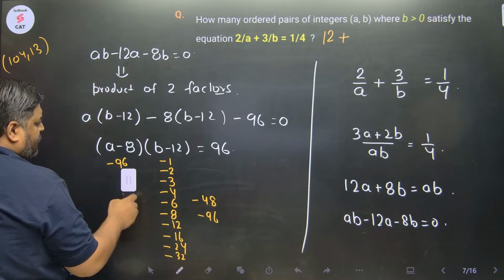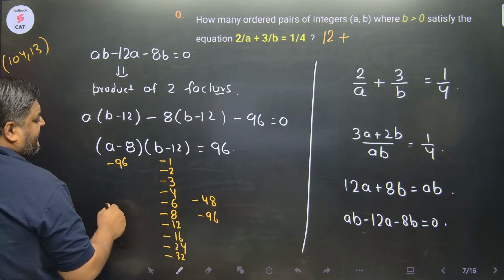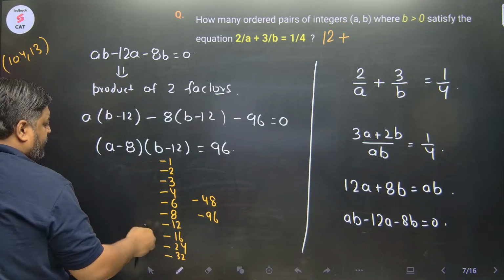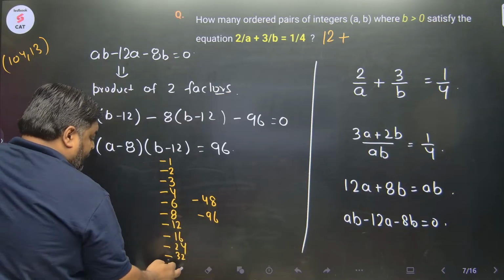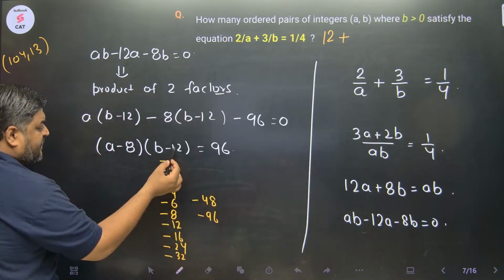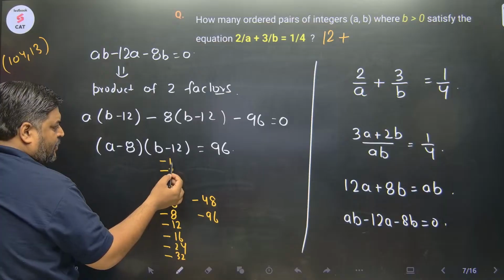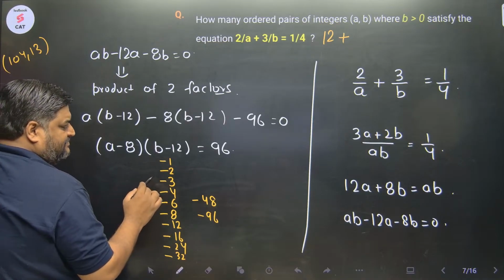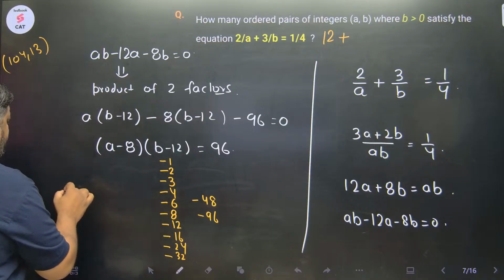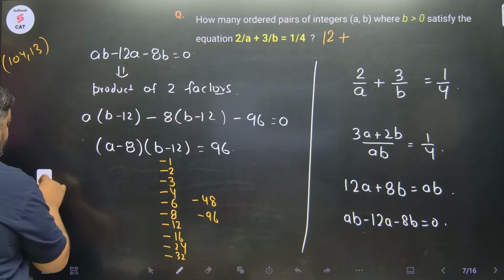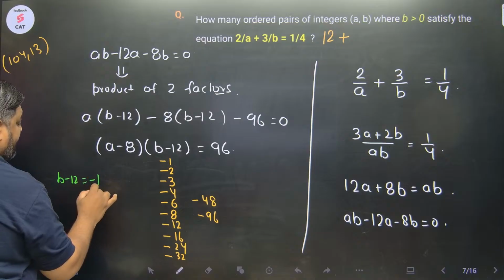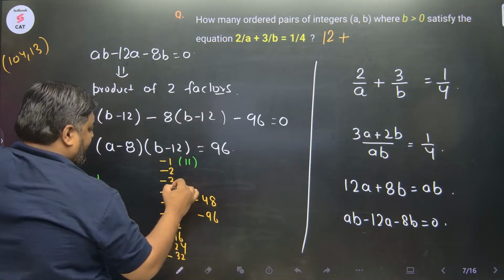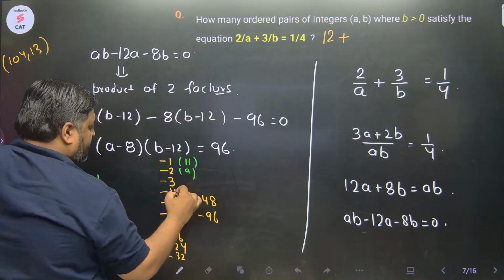Again, you think there are 12 more pairs, but that is not the case. You will not consider all of these 12 pairs. Why? Because when b minus 12 is minus 1, what would be b? What would be b? Sir, b minus 12 is minus 1, so b is 11. Here b is 11, right? Here b is 9. Okay?